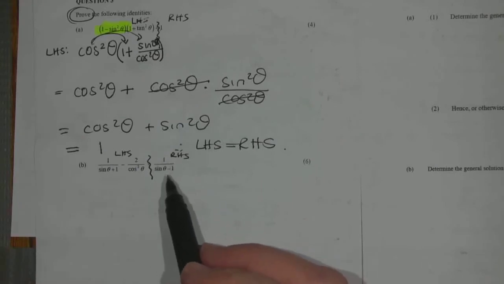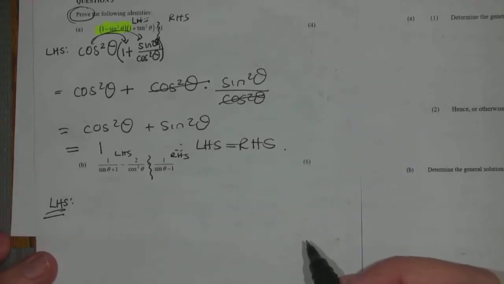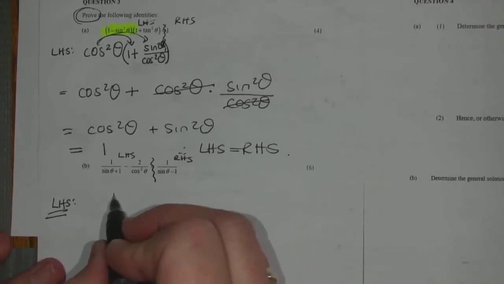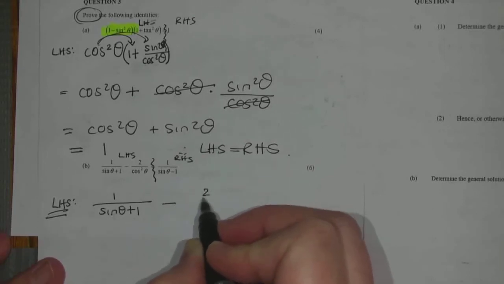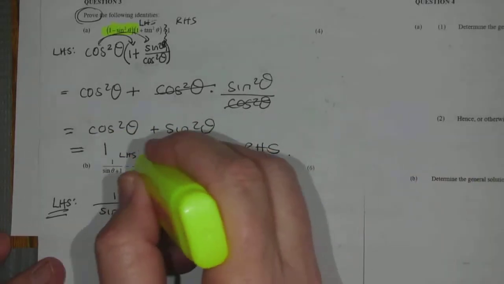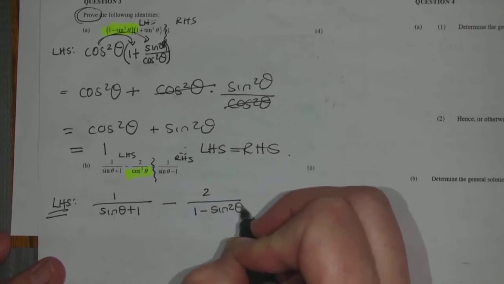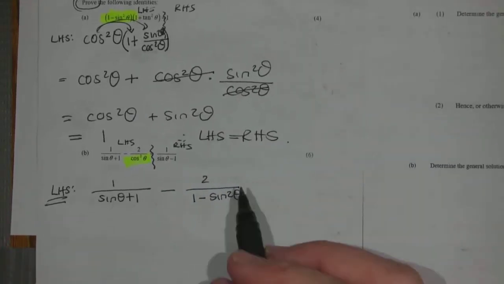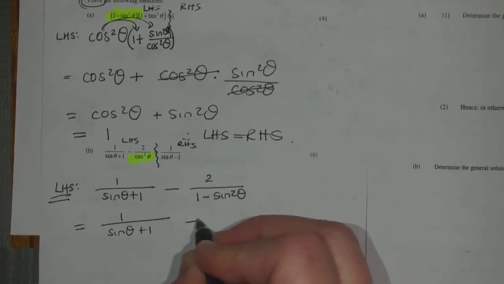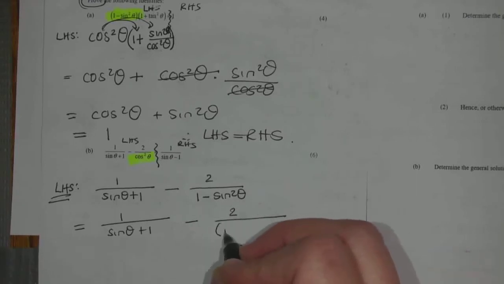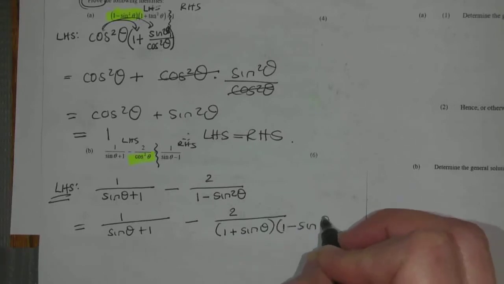The right-hand side is not offering me much, so I am going to look at the left-hand side. Now looking at the left-hand side, I cannot do anything to sine theta plus 1, but I do have the ability to rewrite cos squared theta as 1 minus sine squared theta. That means I can simplify the denominator in my second fraction, because that is a difference between squares. So I have 1 plus sine theta, 1 minus sine theta.